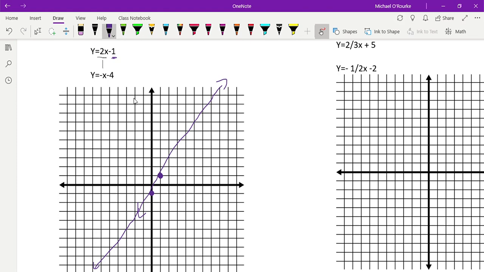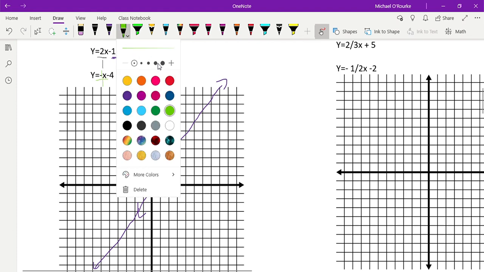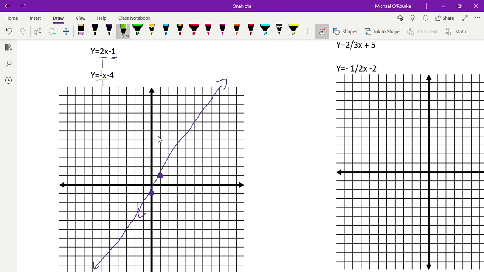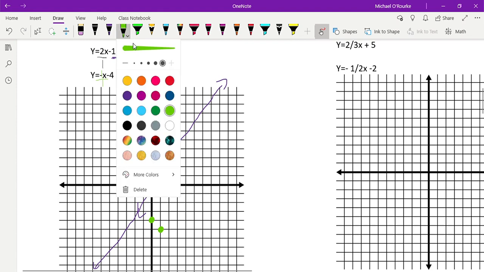This would be -1 over 1. So let me do the first one here. The first dot goes at -4. 1, 2, 3, 4. I put a dot. And then I'm going to go down 1 over 1. Down 1 over 1, and there's my second dot right there. Then I'll draw my line.